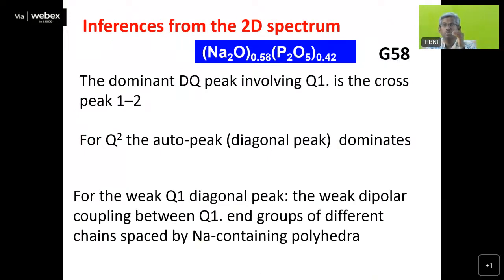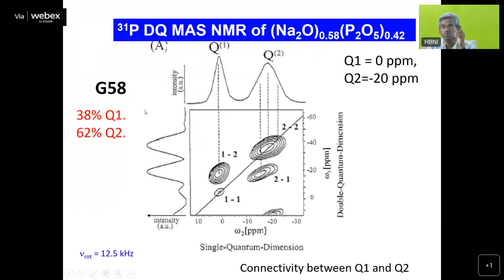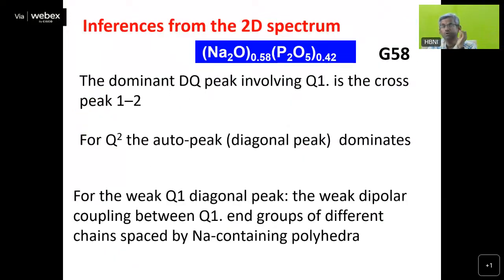For refreshing your memory, what we said in the last class is that the dominant double quantum peak involving Q1 is the cross peak 1-2. You see, the cross peak 1-2 is the dominant peak, indicating that there is a good magnetic exchange between Q1 and Q2. Among the auto peaks, or the diagonal peaks, the Q2 peak is more dominating. Q2 peak being more dominating means Q2 interactions are taking place significantly. That is possible if you have a very long chain, then definitely the Q2 interaction will be long.